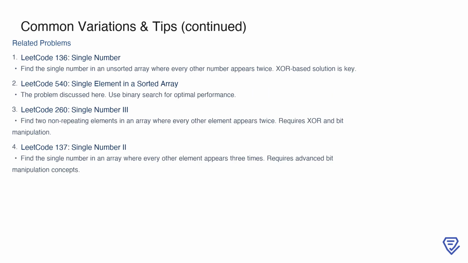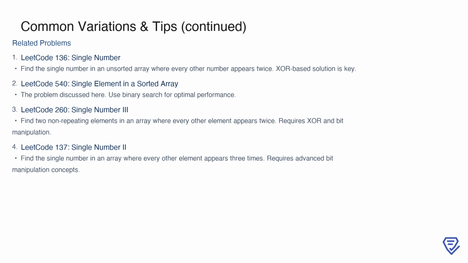This problem also has parallels with other related problems, which can help you recognize common themes. For instance, in LeetCode 136, Single Number, you need to find the single number in an unsorted array where every other number appears twice. The XOR property is key to solving that efficiently. Then there's LeetCode 540, the problem we're discussing here, which requires binary search for optimal performance in a sorted array.